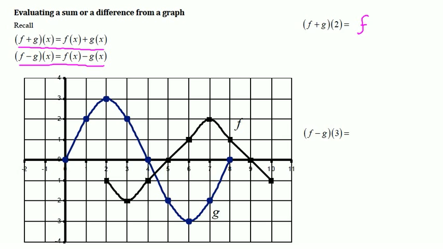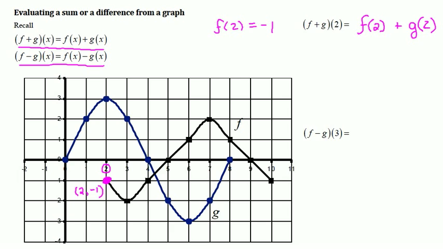It also works to apply just a single input like 2 to these functions. So f plus g of 2 we can calculate by finding f of 2 and g of 2 and adding those two results together. In order to find f of 2, I'm going to start at x equals 2 and trace over to the function f, where I find this point with coordinates 2, negative 1. So that tells me that f of 2 is equal to negative 1.